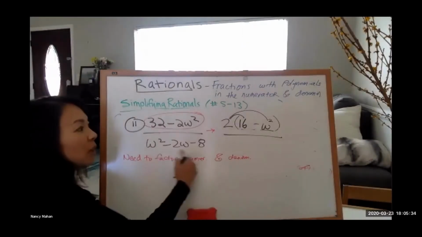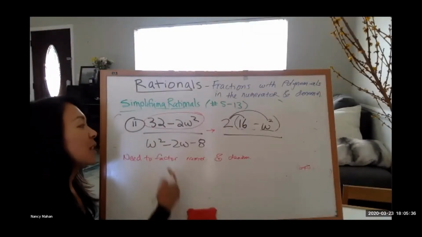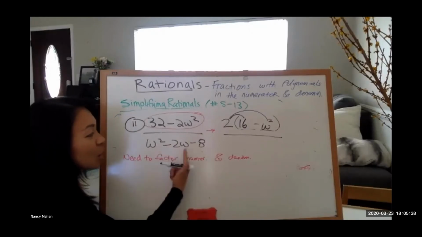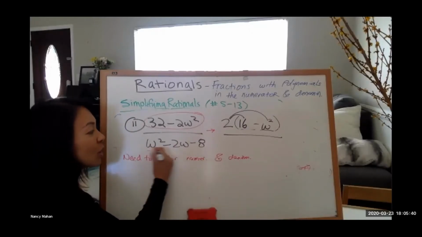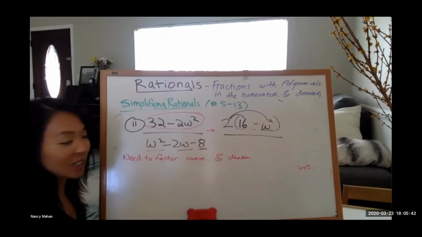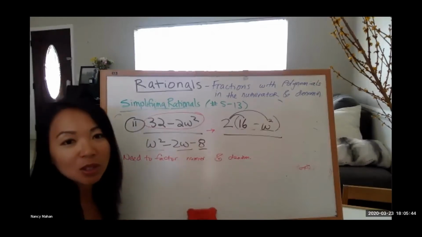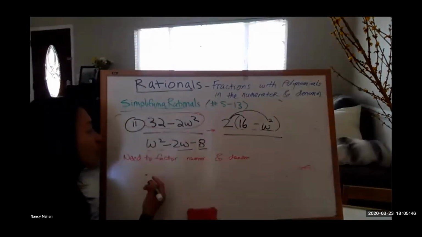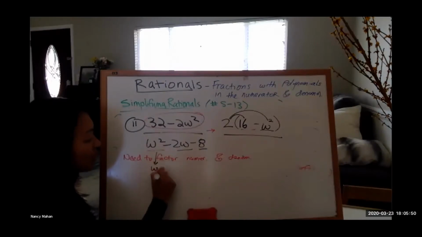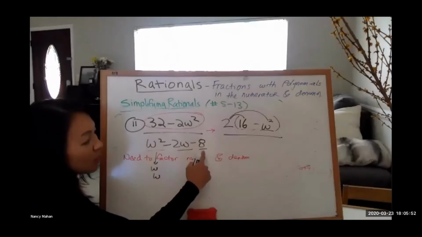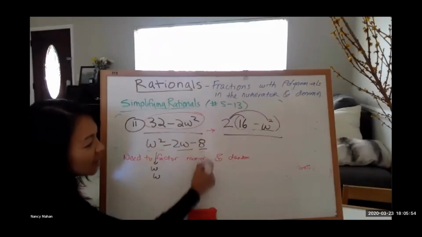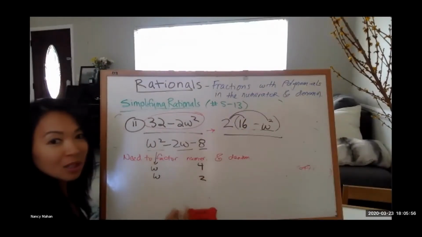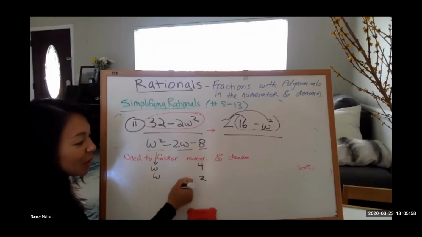First of all, I ask myself, is there a GCF? And the answer is no. So next I'm going to say, well, there are 3 terms, so I'm going to have to factor it using the X box method. So if I factor that, w times w gives me w squared. 2 numbers that will give me 8 are 4 and 2. One of them is going to be negative, not sure which one yet.